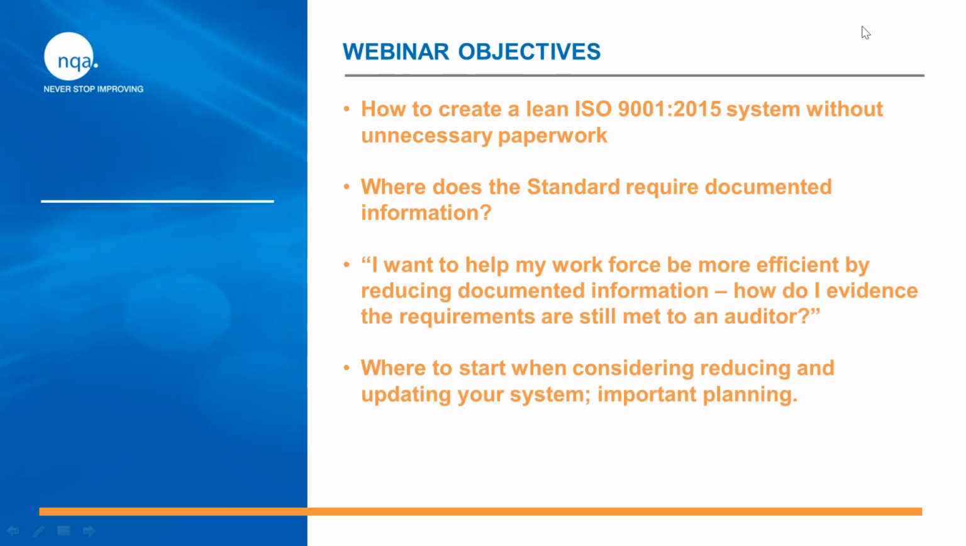So the objectives of the webinar is to learn how to, or catch up on how to, create a lean ISO 9001-2015 system without unnecessary paperwork. Where does the standard require documented information? And we've listened to what our customers said, really. We want to help the workforce be more efficient by reducing the documented information, but how do we still evidence the requirements and still show that to an auditor? And then the final part of the webinar will look at where to start when considering reducing and updating your system and how to get on with important planning.